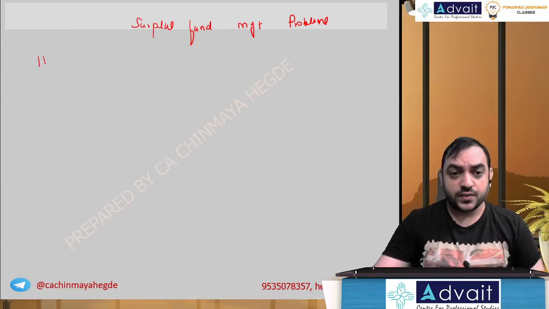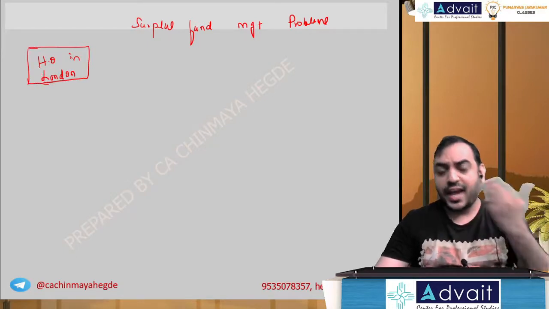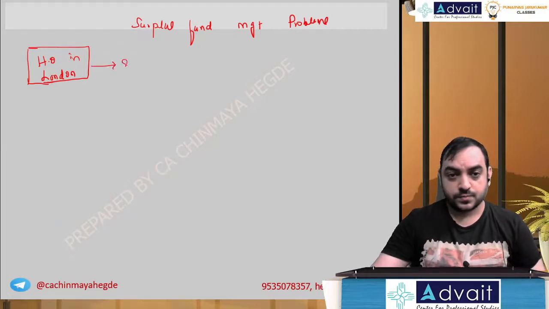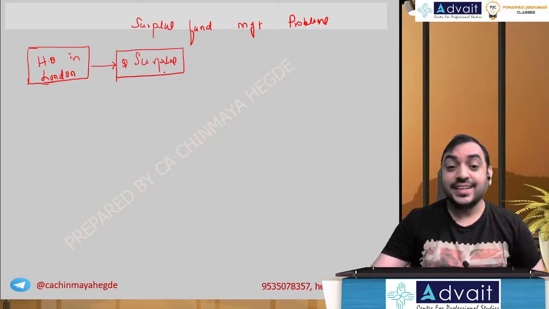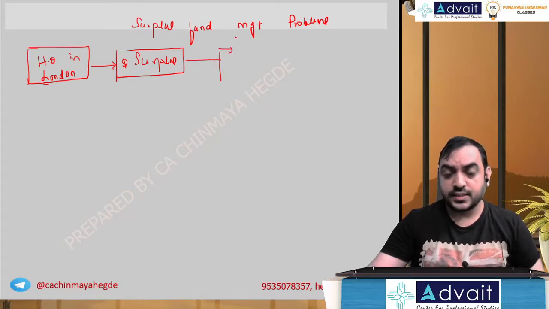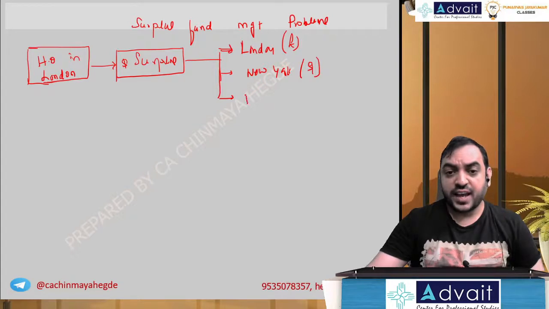For example, you have a head office in London, and let's say you have some dollar surplus. This dollar surplus you can invest in three ways. They will tell you that you can invest in London, which means you can invest in pounds, or you can invest in, let's say, the USA or New York, that will be in dollars, or you can invest in something like France or Geneva, that is in Switzerland, where it is in euros.